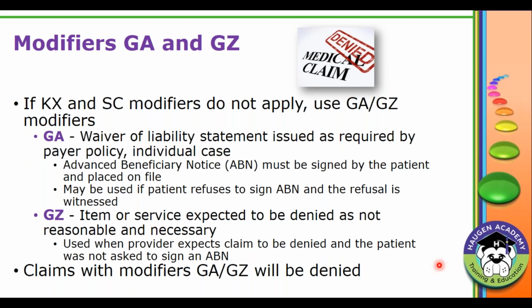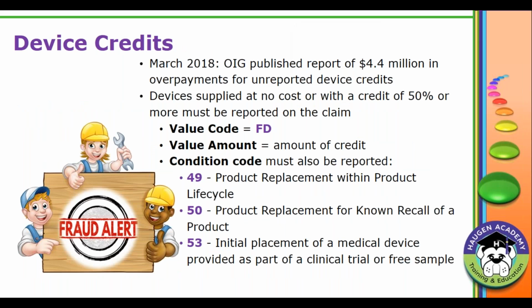doesn't matter which one you report, it's going to get denied. It just shows how good you are at getting an ABN signed if you report the GA.